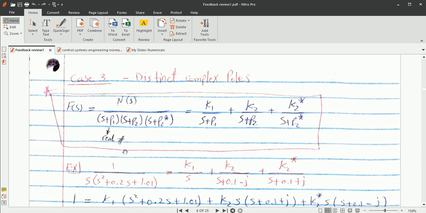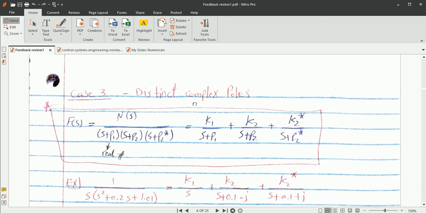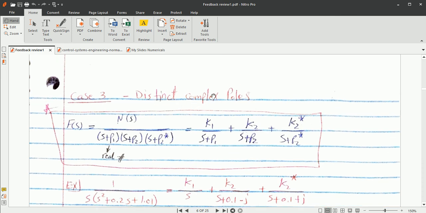Okay, now we will move to the third case, that is the distinct complex poles. Distinct complex poles means all poles are distinct, different, they are not repeated, and they are complex poles. Complex poles means they have the term iota or j. In electrical engineering we have iota sign for the current, so that's why we model it as j.